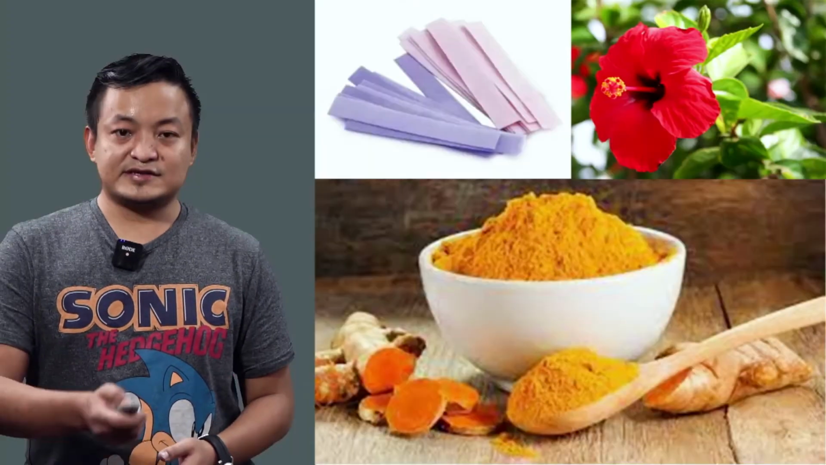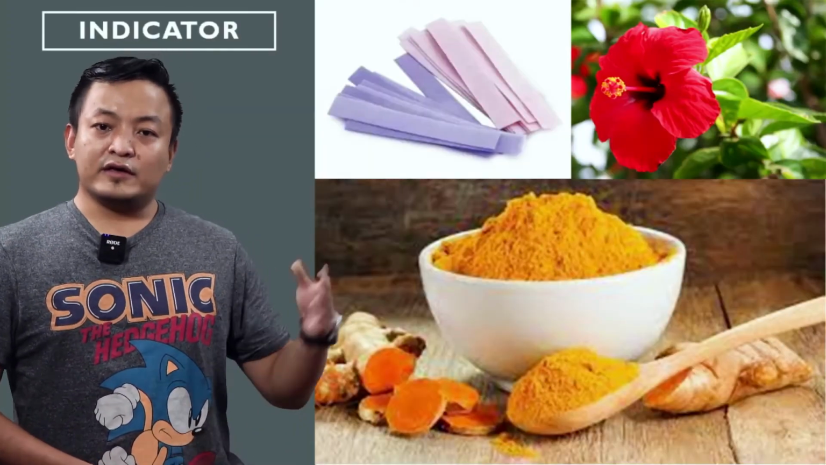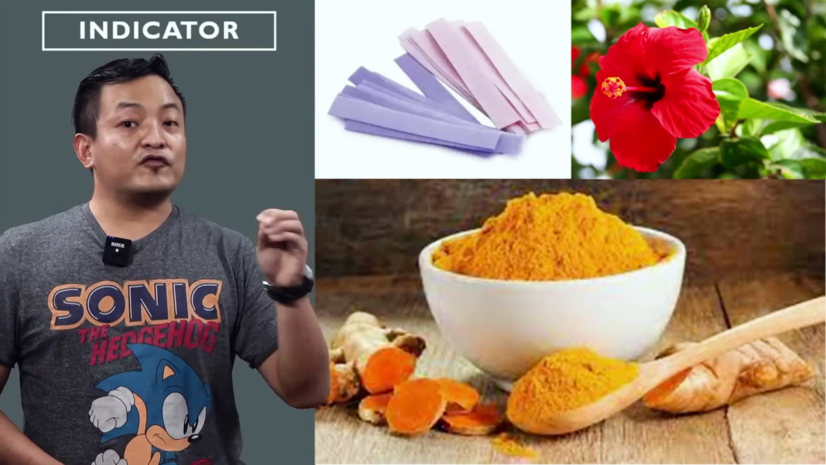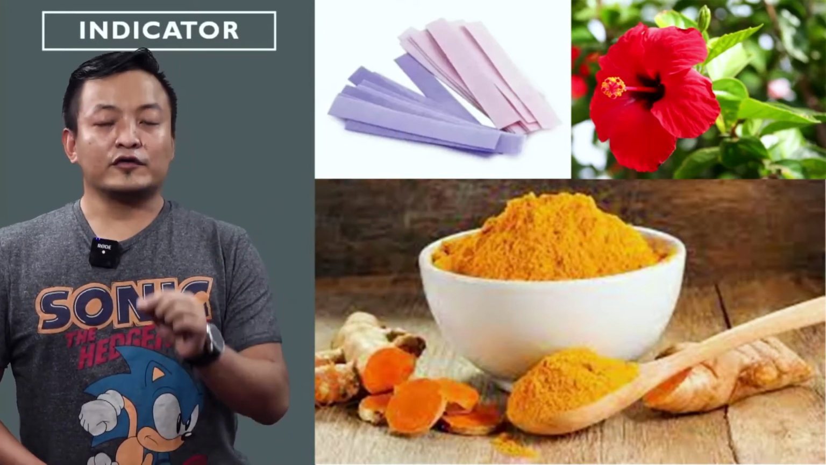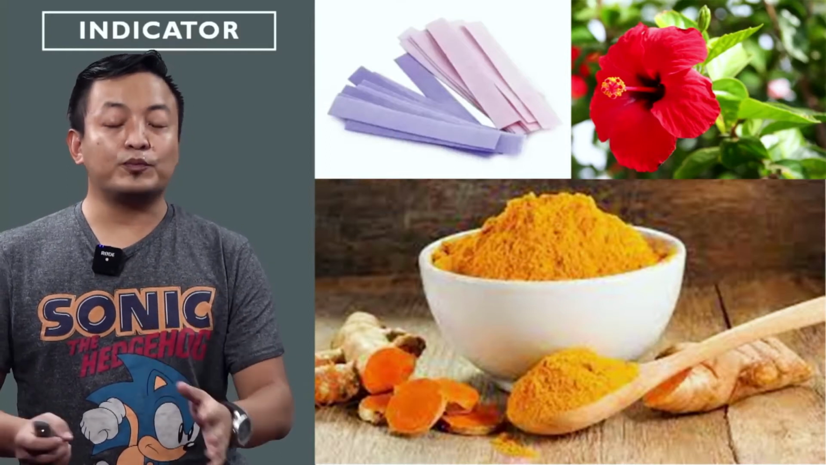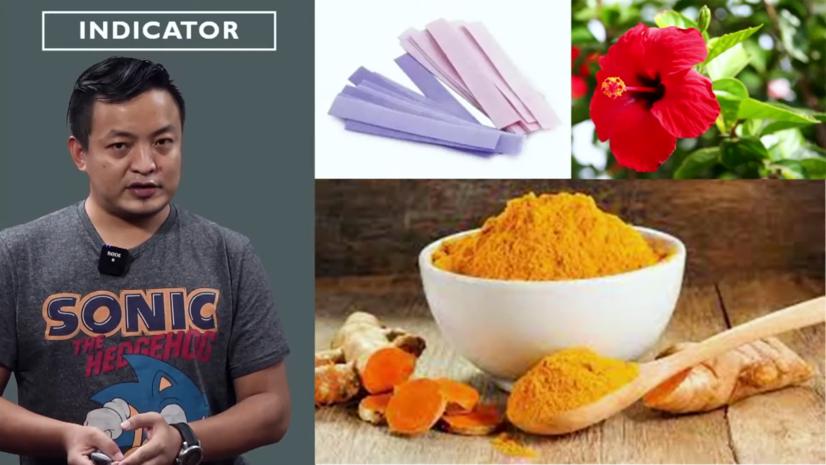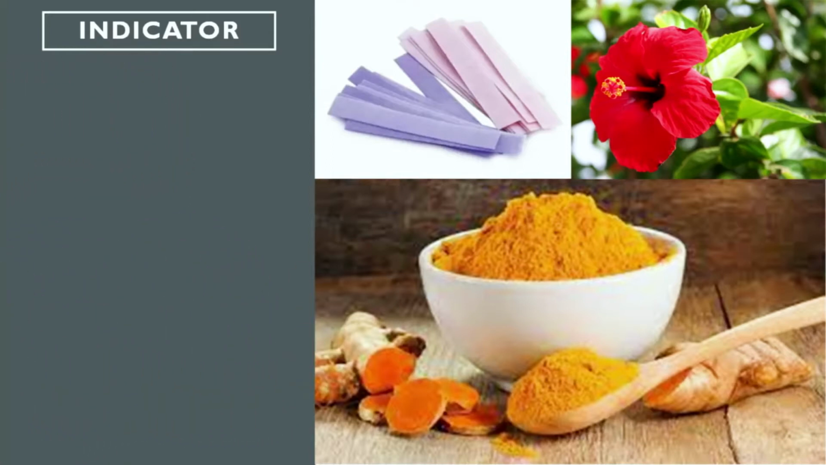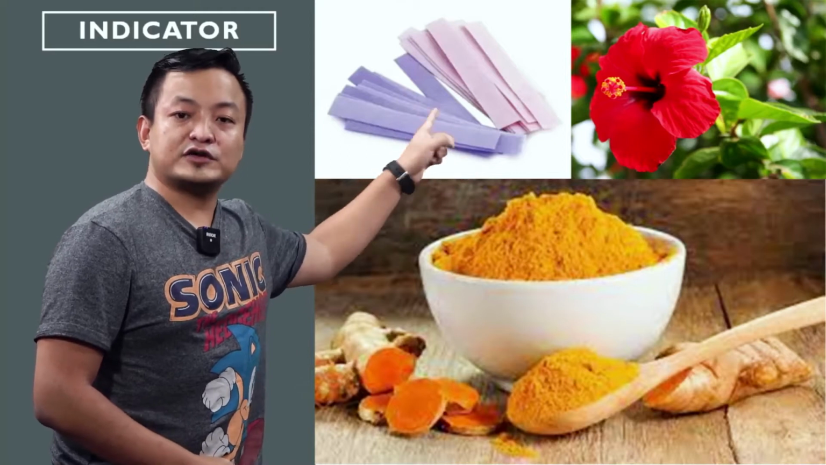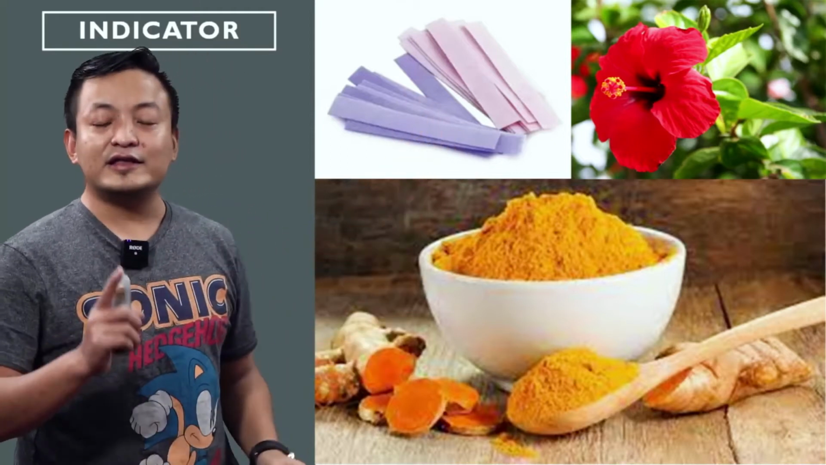So let's see. Here I have given some examples of natural indicators. When I say natural, these are obtained from nature. And I'm sure you are familiar with all these three natural indicators. Have a look. These three are examples of natural indicators. So the first one here is litmus paper.